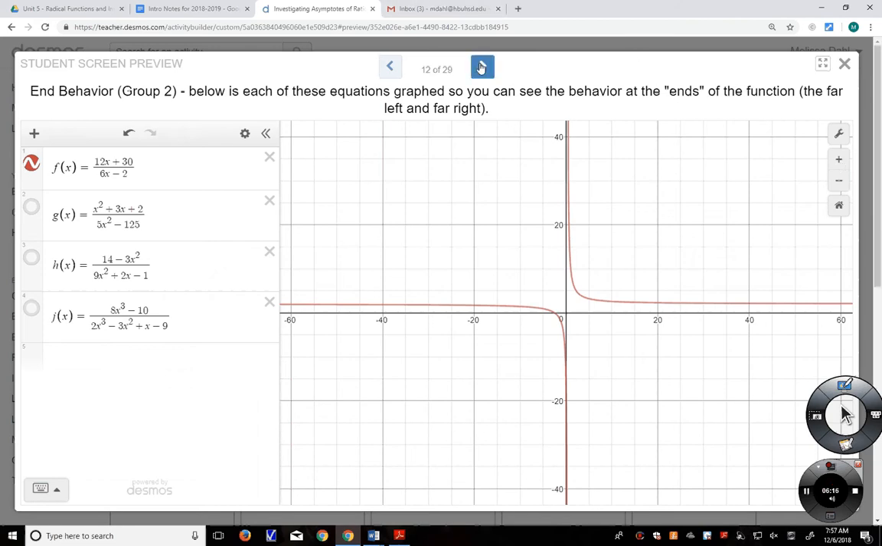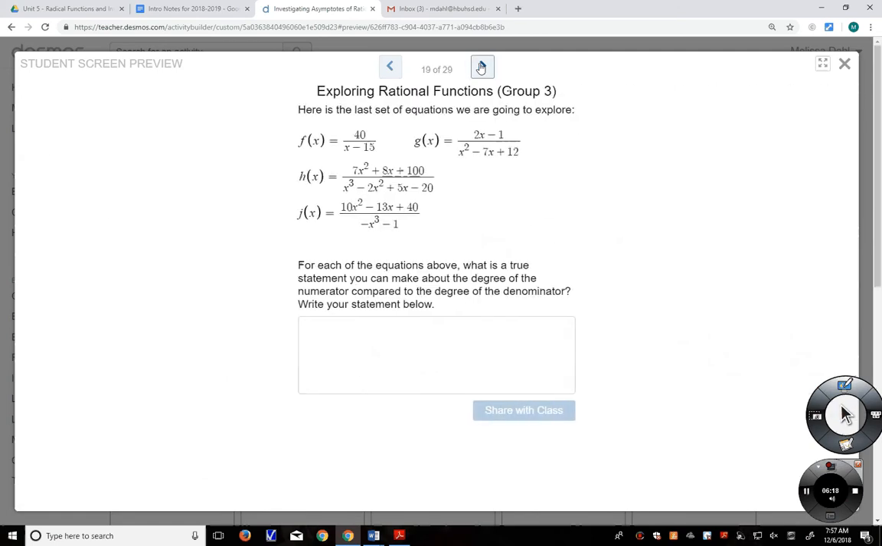Then if we look at the third group, what was true about the relationship between degree of numerator and degree of denominator? Good. The degree of the numerator was less than the degree of the denominator. So we kind of split it into these 3 possible categories. If you have a polynomial function in numerator and denominator, either the numerator has higher degree, they have the same degree, or the denominator has the higher degree. Those are the only 3 things that could happen. So here's that third section.